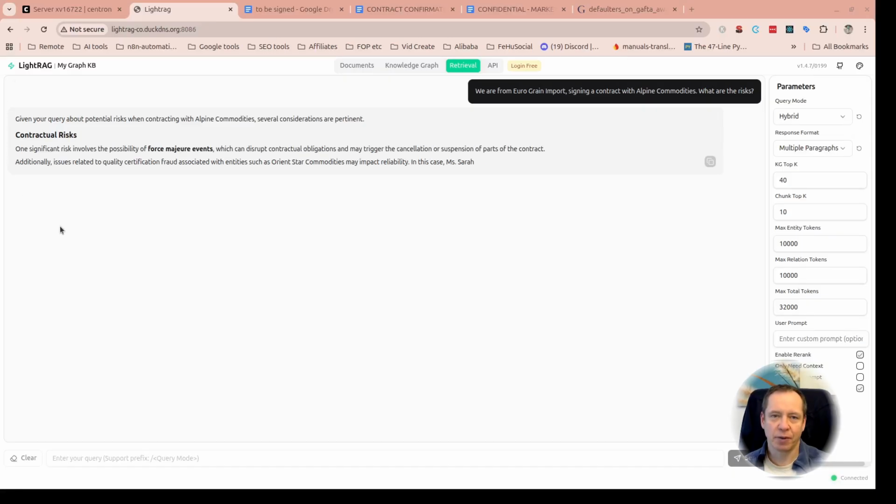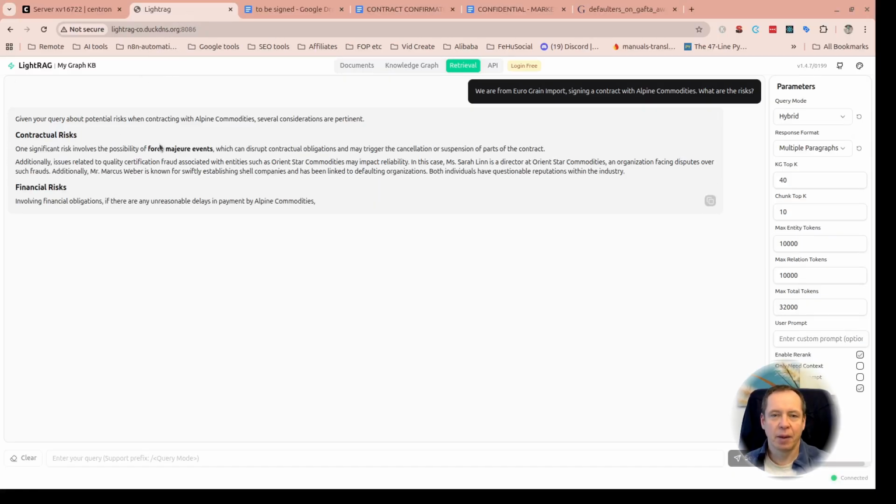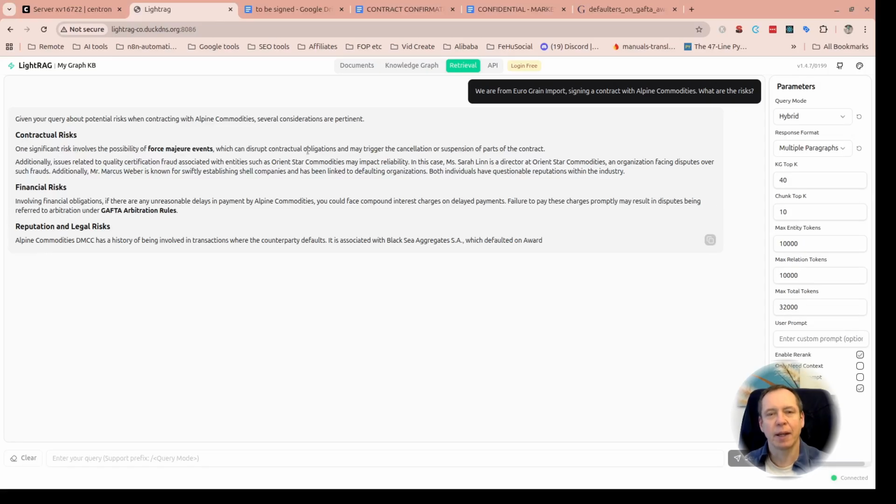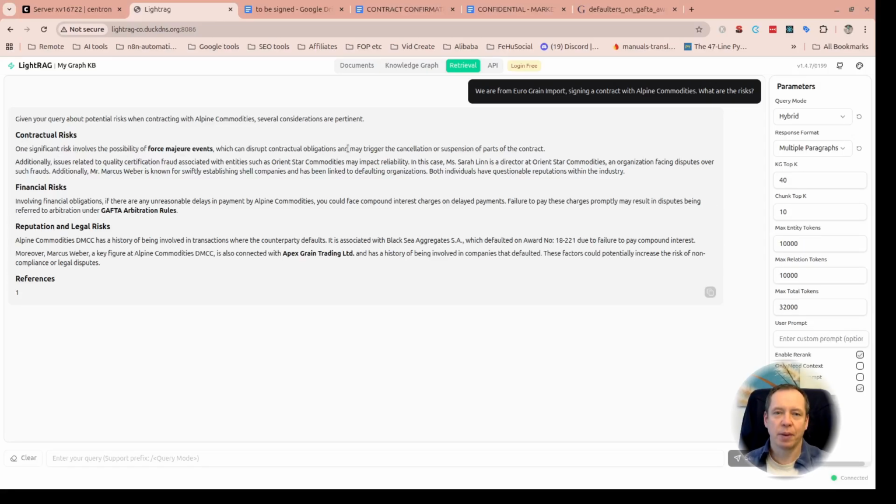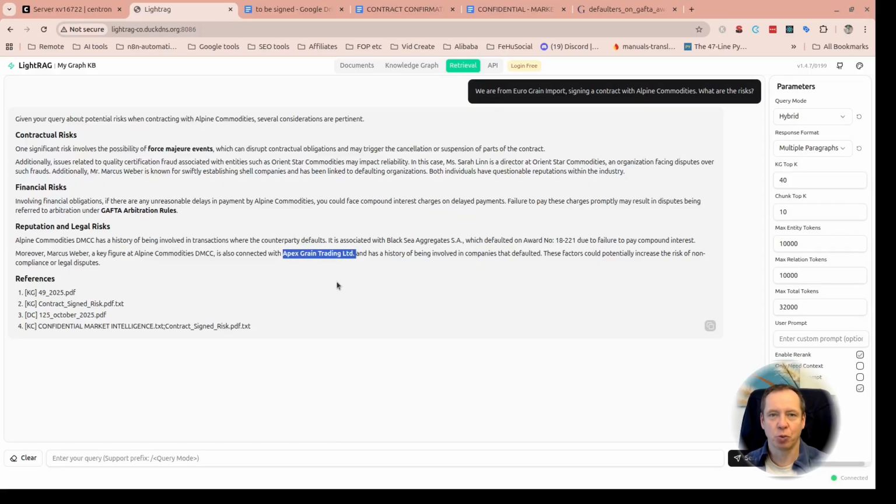Look at the first paragraph under Operational Risks. The model explicitly warns us key personnel at Alpine Commodities, such as Marcus Weber, have been associated with defaulted entities like Apex Grain Trading. It goes further. It identifies financial risks, citing a specific arbitration award history found in our confidential text files. This is the power of LightRAG. It didn't just summarize the contract. It cross-referenced the signatory against our private intelligence database, connected the dots, and told us, do not sign this.